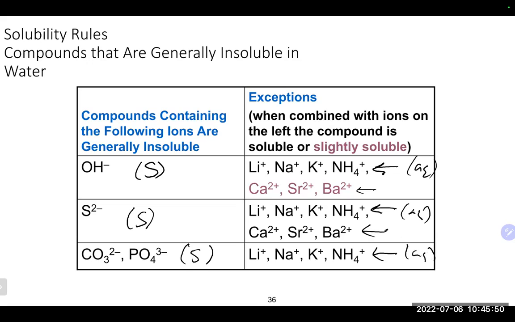So really most of the exceptions here are basically the soluble guy on the other side, which was group 1 and ammonium. So once again, if you see a group 1 or ammonium, regardless of what it's attached to, it's going to be soluble. Any question on those rules there?